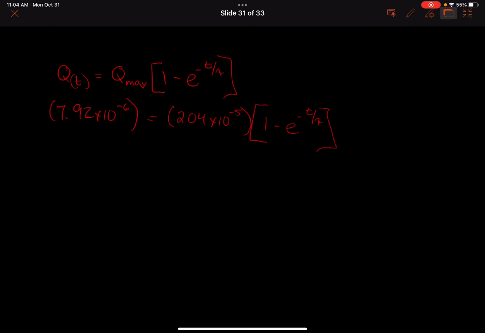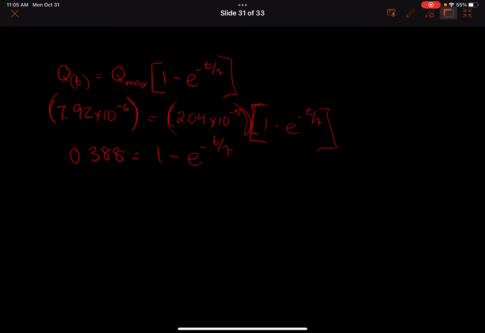So now we need to remember our algebra. All right, so because of these parentheses, I can go ahead and just divide out both sides. So I'm going to divide by 2.04 times 10 to the negative 5 on both sides. Please make sure you're using parentheses. That is a common mistake. If you don't use parentheses, it'll multiply that 10 to the negative 5 instead of divide. I'm going to keep 3 sig figs, so I end up with 0.388 is equal to 1 minus e to the negative t over tau.